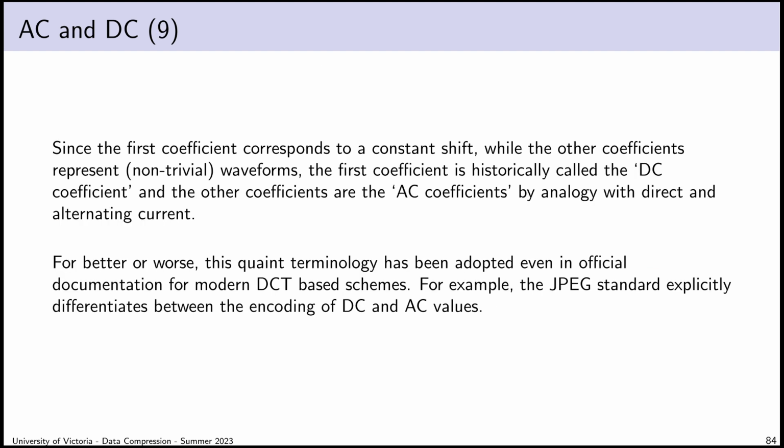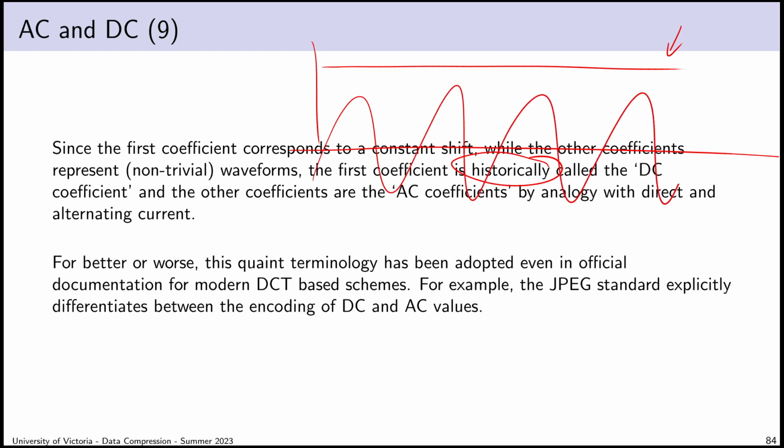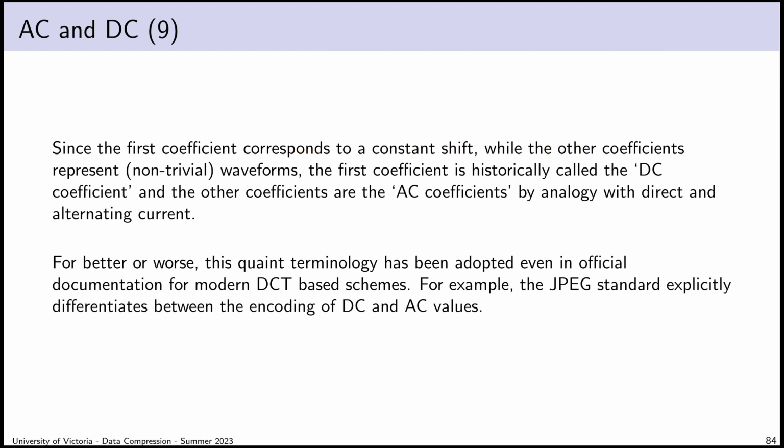Now we have to introduce some weird naming. This is also weird historical stuff coming out of signal processing. So we are using a DCT in a fashion considerably different from where these terms came from. But the idea is the first coefficient corresponds to a constant shift. You could be looking at this x and y axis. The first coefficient is just shifting the entire function up or down, whereas every other coefficient corresponds to some multiple of a waveform. And so historically, these coefficients have been given special names. The first coefficient is called the DC coefficient, and the other coefficients are called AC coefficients, by analogy with direct current and alternating current. So direct current, I'll start with alternating current.